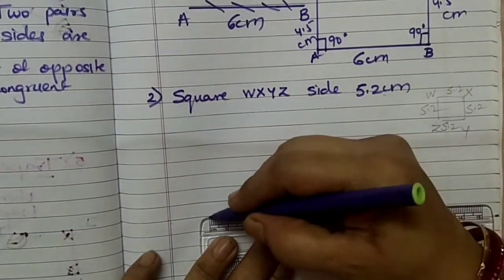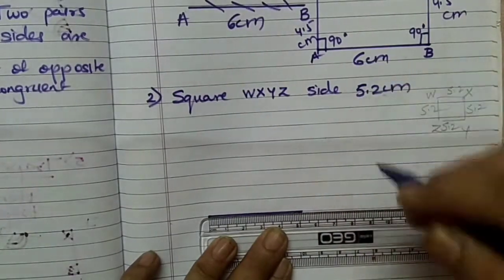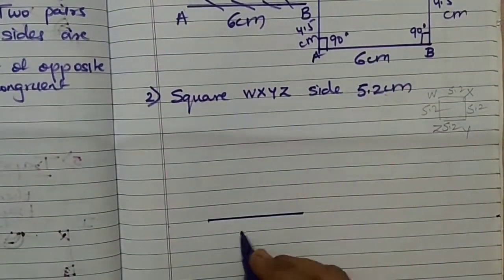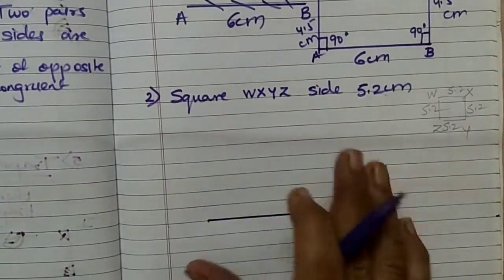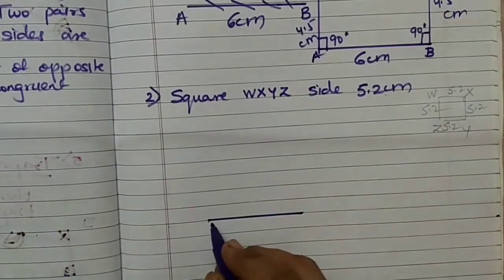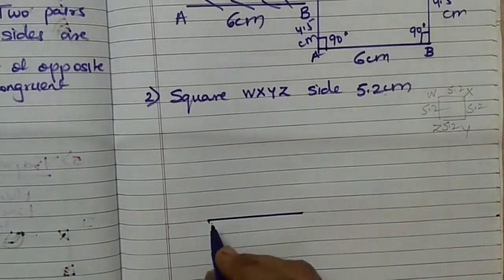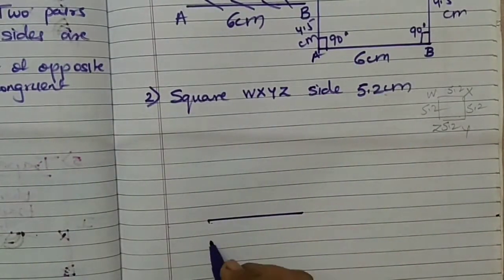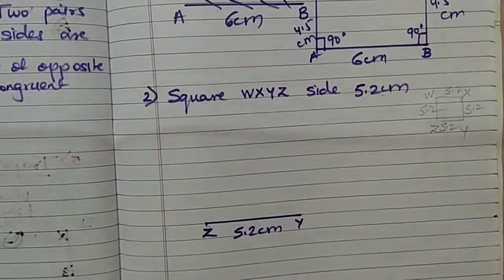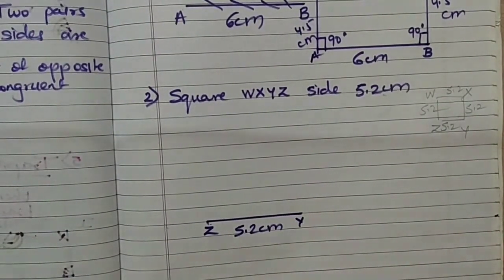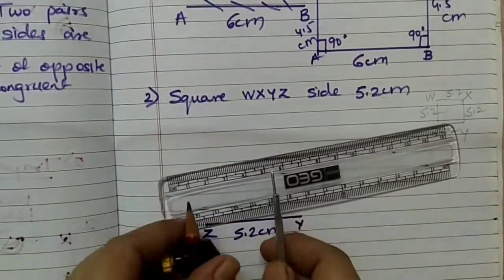I'll draw with the help of sketch pen. 5 and 5.2. So this is, what is this? ZY. You can take anything as the base because all the sides are the same. Any two alphabets can be taken as base. But here, because in the rough figure it is ZY, I am writing ZY. This is 5.2 centimeter.